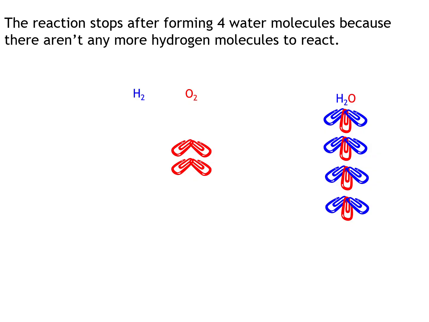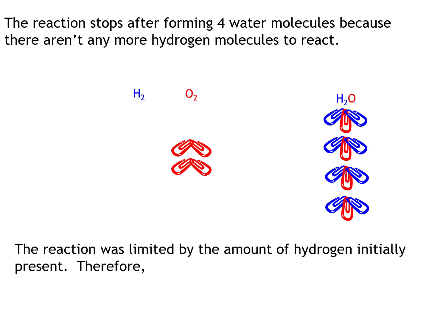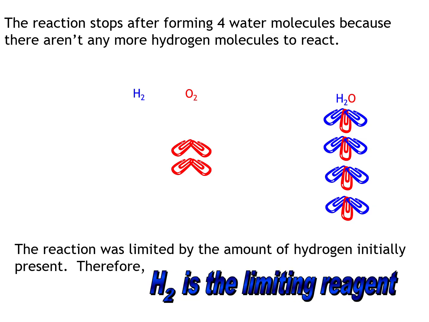And the reason why it stops after forming 4 paperclip water molecules is because there aren't any more hydrogen molecules left to react. So the reaction is limited by the amount of hydrogen initially present. Therefore, hydrogen is a limiting reagent. It limits how much product you can make.